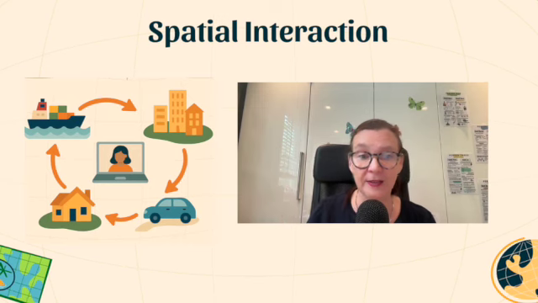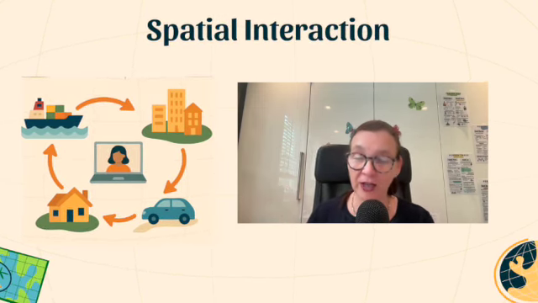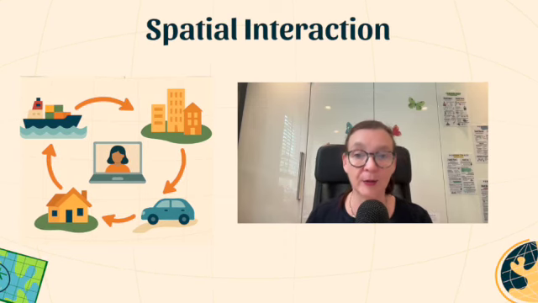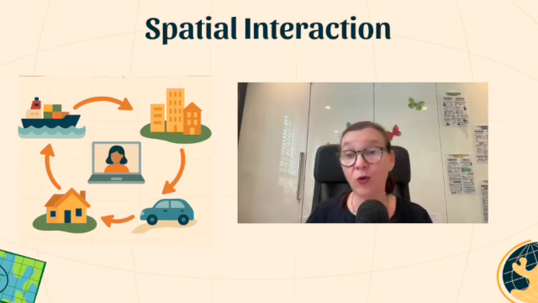Okay, I'm going to give you an AP tip now. If an FRQ is asking about movement or exchange, it's probably testing your understanding of spatial interaction. So think about what's moving, where it's moving, and what makes that movement possible or difficult.